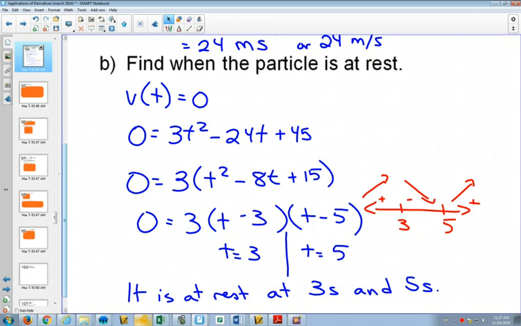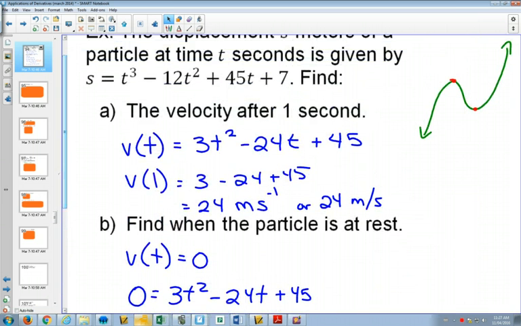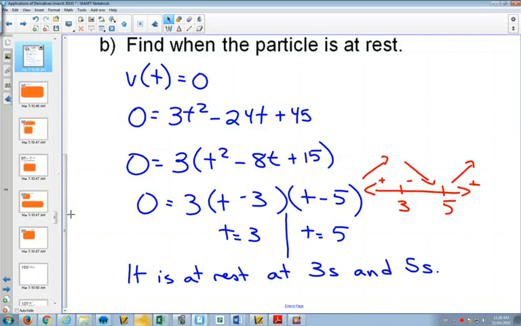Now in this one, it makes sense that there are two places where it's at rest, because if we think about our original graph, it's a cubic graph. It would look like this. It would have a local maximum and a local minimum. If we wanted to use our curve sketching to find that local max and local min, we would take the derivative, set it equal to 0, and solve. Well, we did that right here, because our derivative is the velocity, and by setting the velocity equal to 0 and solving, we find that at 3 seconds and at 5 seconds, this object is at rest.